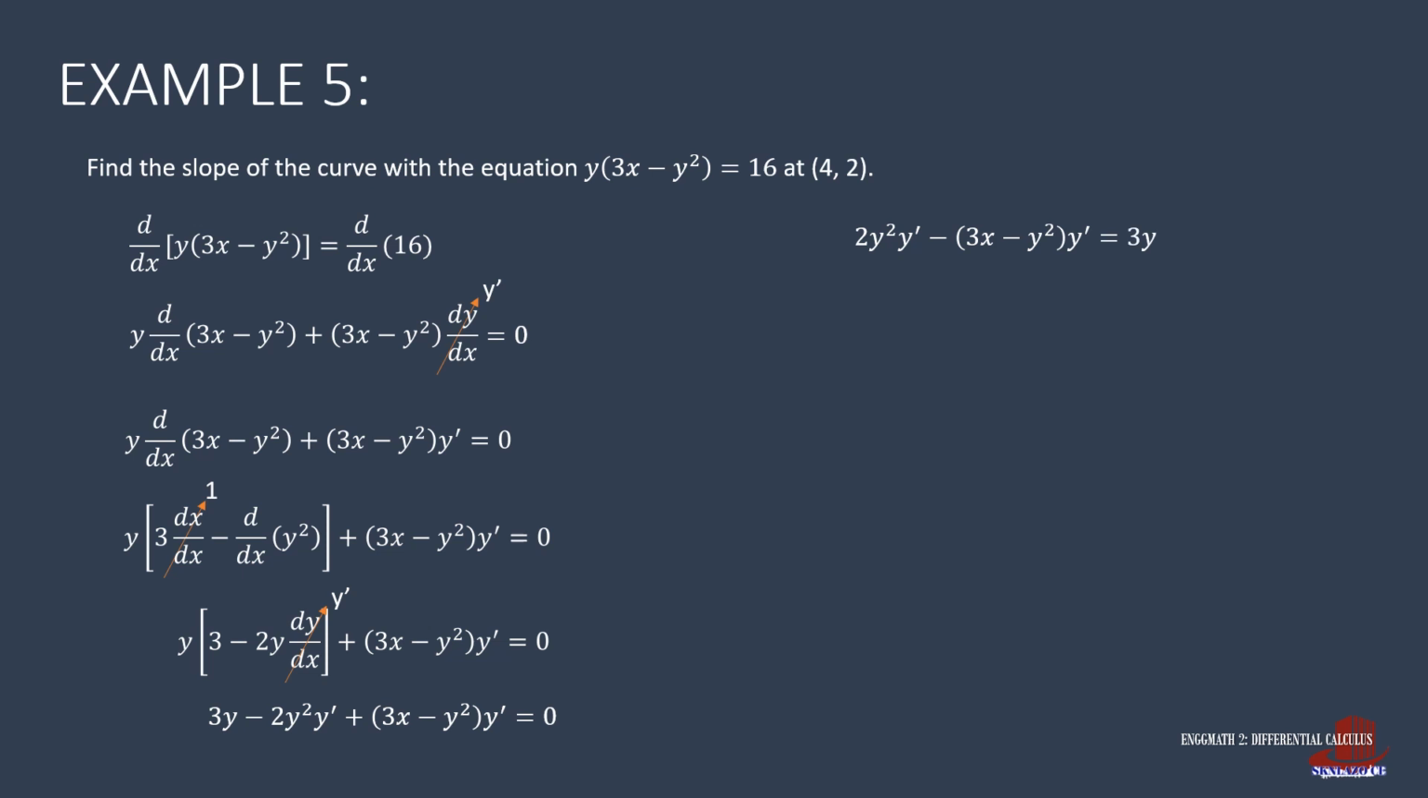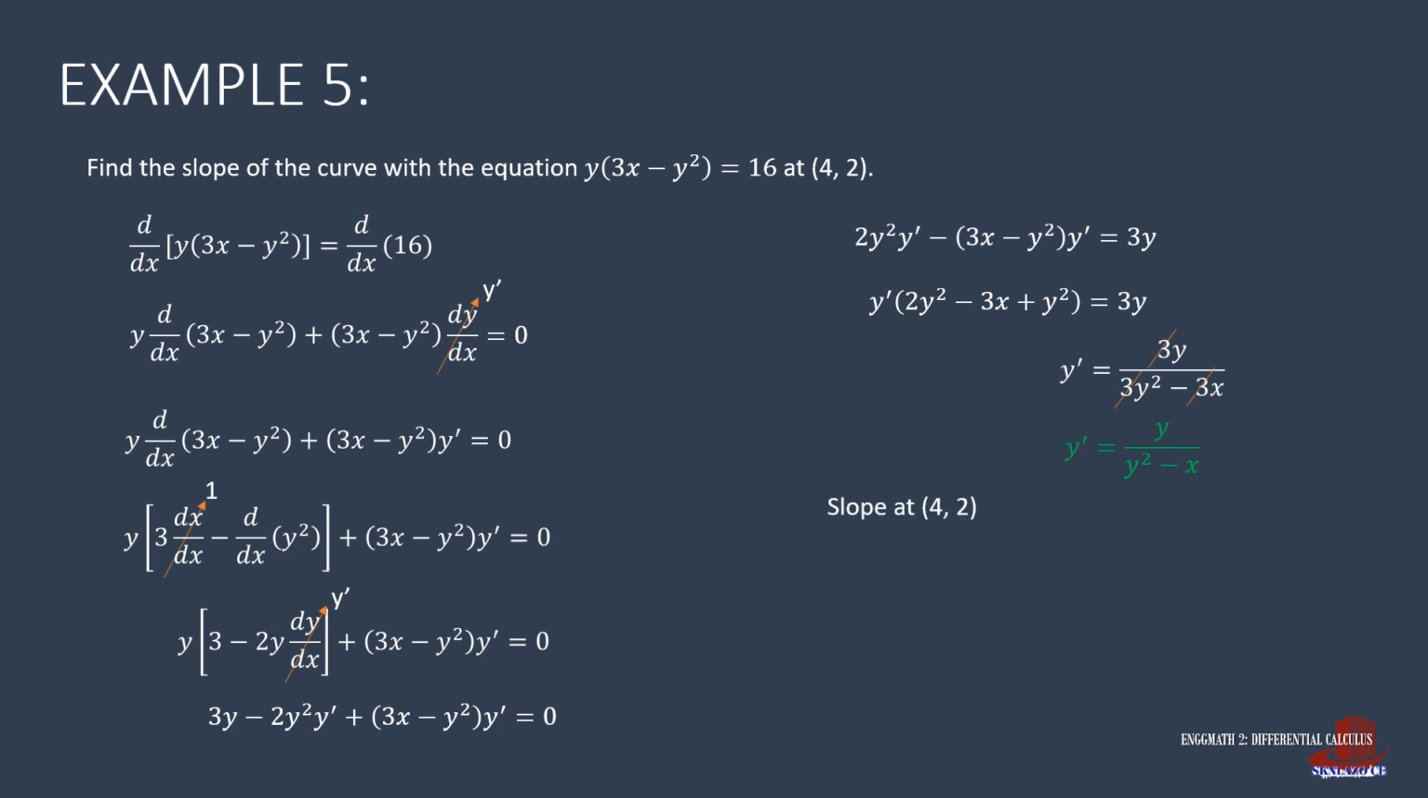Isolate terms with y prime, and the term 3y is moved to the other side. Factor out y prime from the two terms, and then have those terms moved to the other side of the equation to get y prime is equal to 3y all over 3y squared minus 3x, where we can cancel out 3 to have y prime is equal to y all upon y squared minus x.